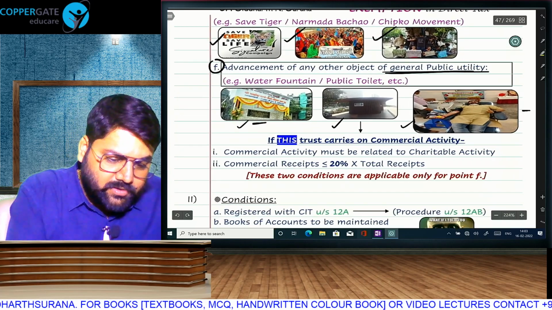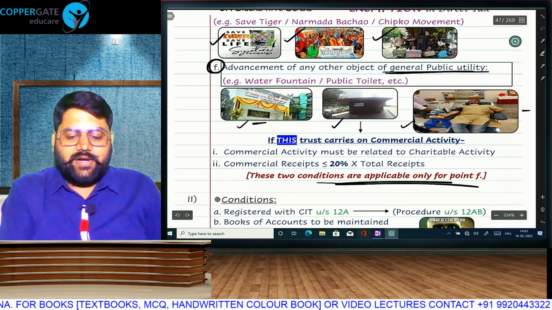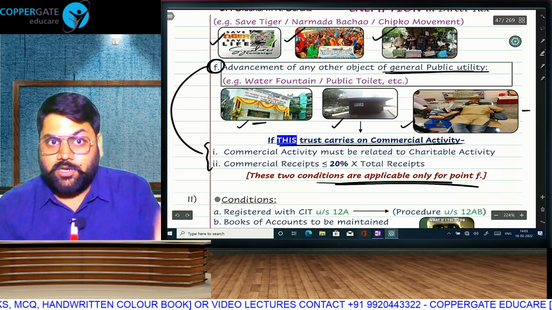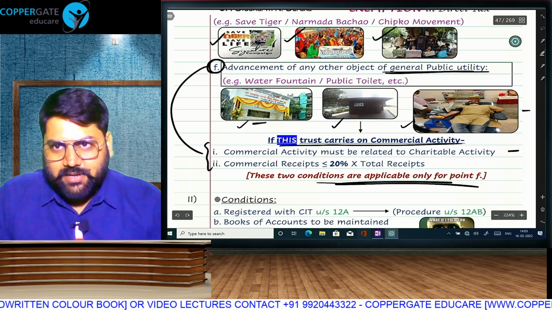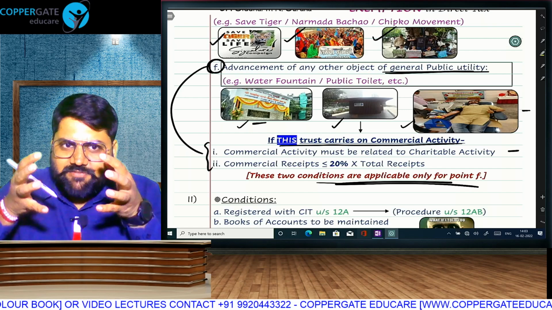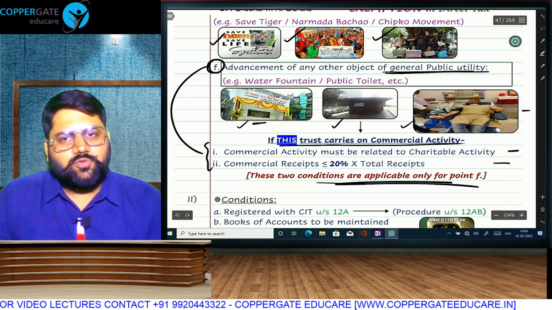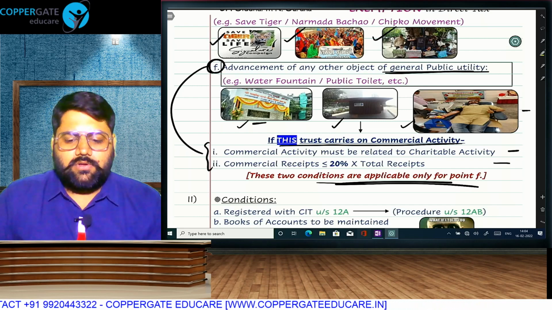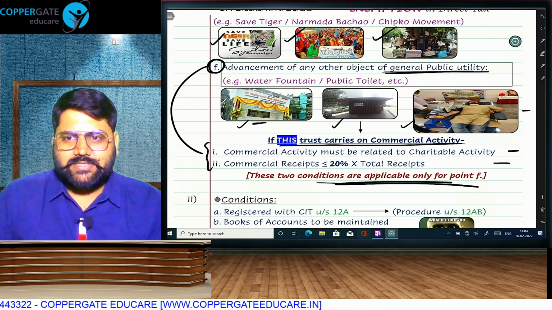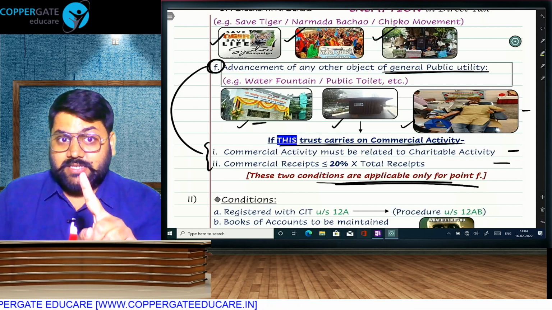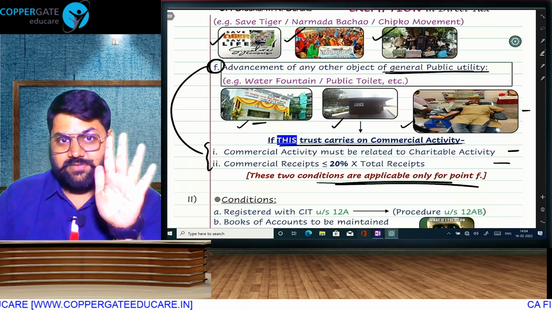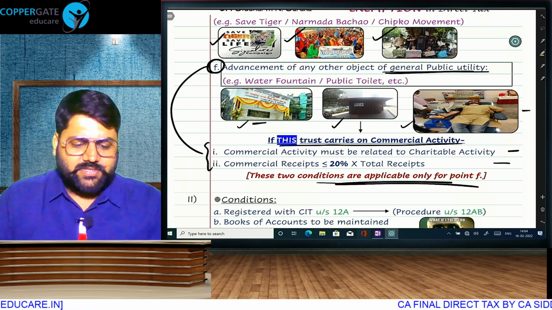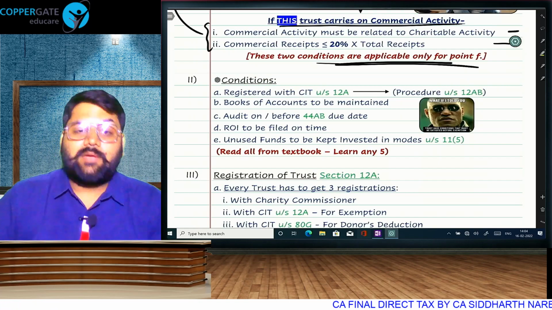However, for the sixth point, we have two conditions if this trust is carrying out commercial activity. So these two are applicable only for the sixth point, not applicable for the other five. One, the commercial activity must be related to your charitable activity. The commercial activity must have been done in the course of your charity. And second, your commercial receipts should be maximum 20% of your total receipts. The commercial receipts should not exceed 20% of your total receipts. But these conditions are not applicable for relief for the poor, medical relief, education, yoga, preservation. Only in the advancement category. If you are doing commercial activity, then related and 20% limit. And apart from that, what are the conditions which are applicable to all the trusts?